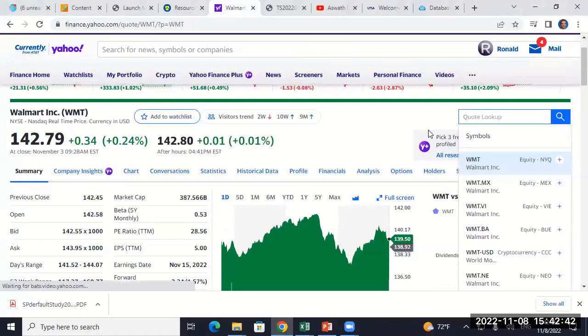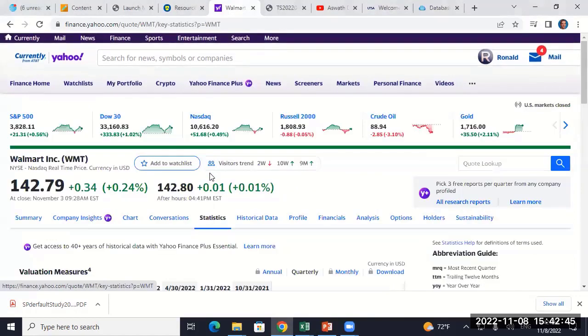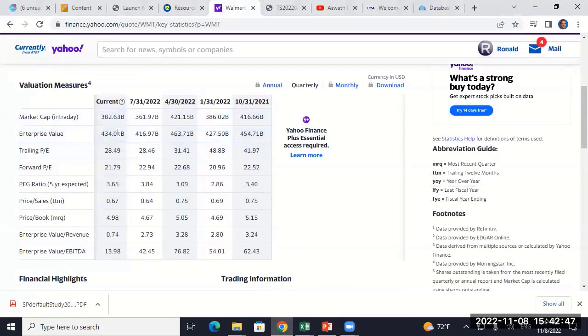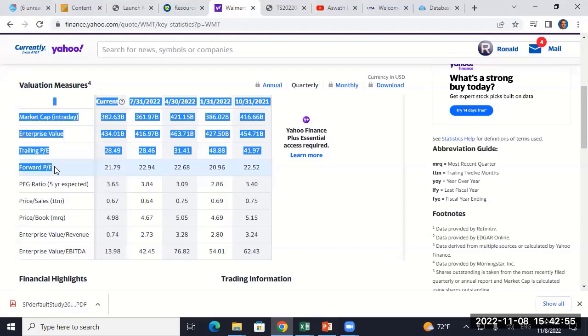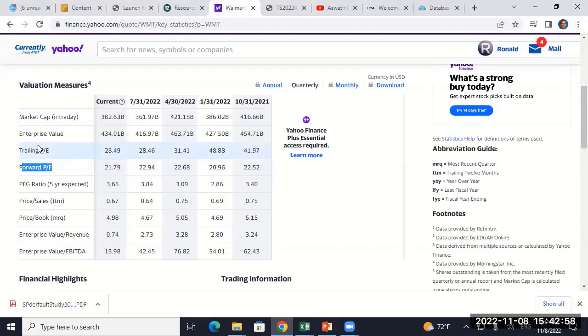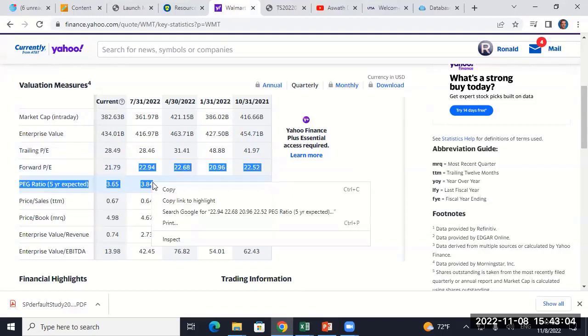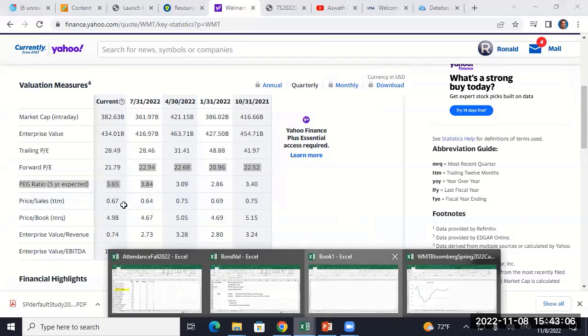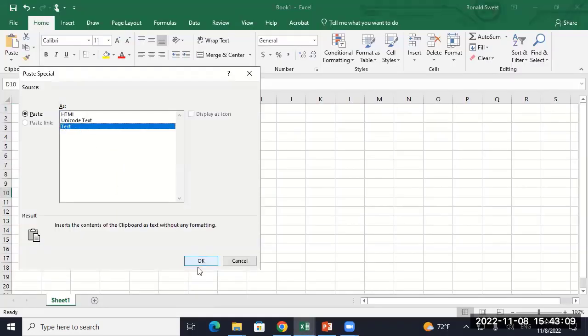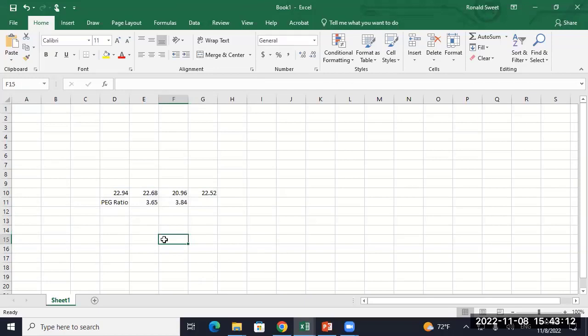So if we're looking at Walmart, you just go here where it says statistics, and you can see their PEG ratio is 3.84. And the PE ratio you want to use is the forward PE ratio, not the trailing. The PEG ratio is based on the forward. So 22.94, and I'll never remember those numbers, so I'm going to bring them in. So 22.94 is the PE ratio.